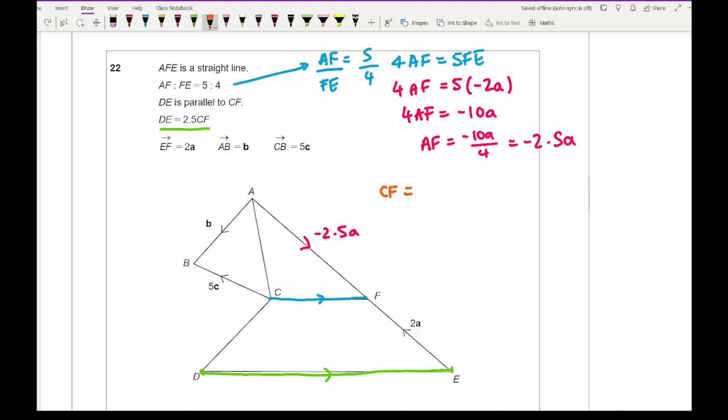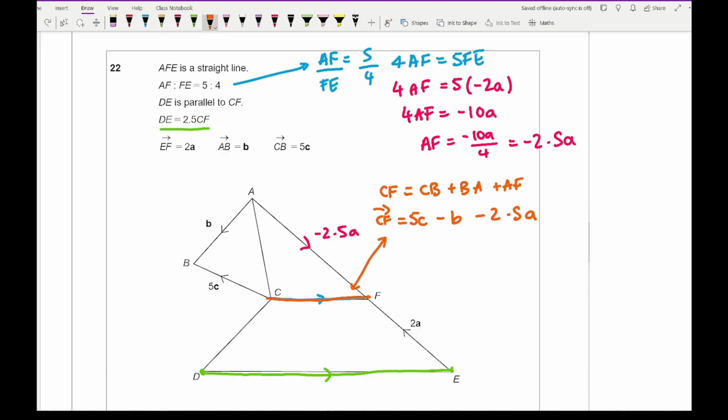Well, C to F is going to be going from C to B, then B to A, and then A to F. Now C to B is 5c, and then B to A is minus b, and then A to F is minus 2.5a. Now I can't simplify that, so that is what C to F equals. So that's what this line here is.